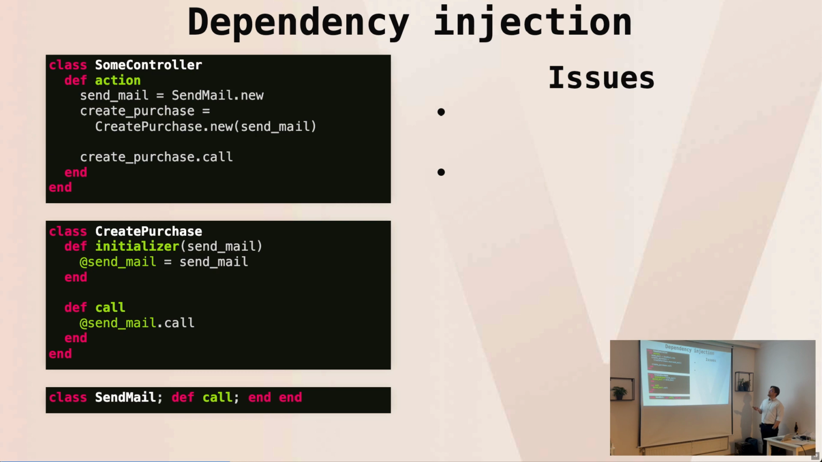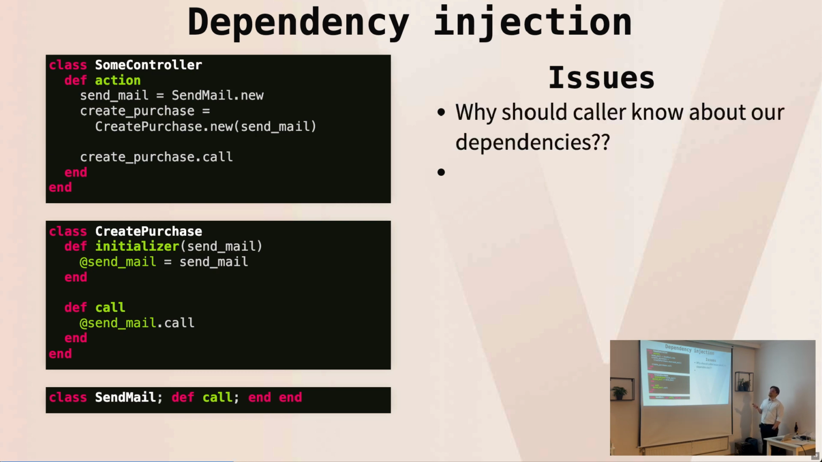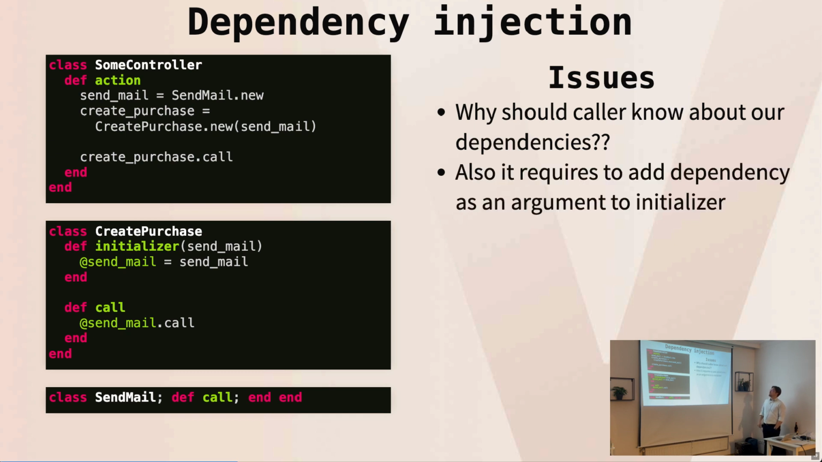So let's analyze what issues this solution has. First of all, why should the caller know anything about our dependencies? Right now, the controller is responsible for preparing all our dependencies before it even creates us. So it's at least inconvenient, and you can imagine that if we have, let's say, 5 or 7 dependencies, then we have 7 objects which might not obviously be related to our service. So this is the first thing.